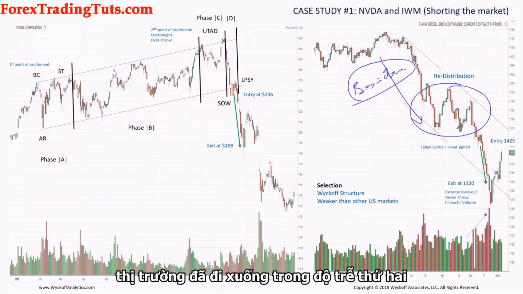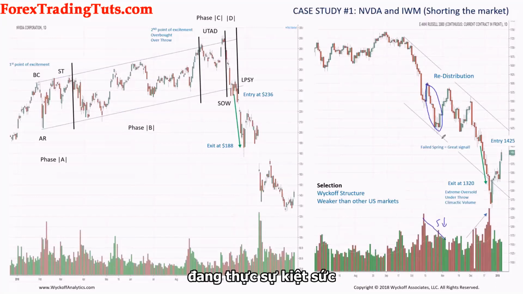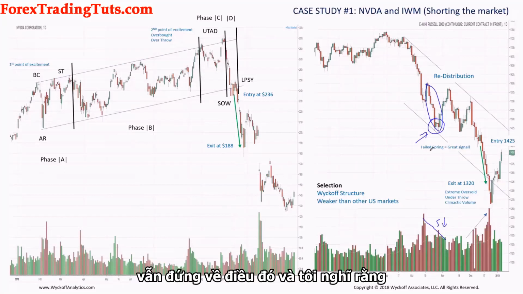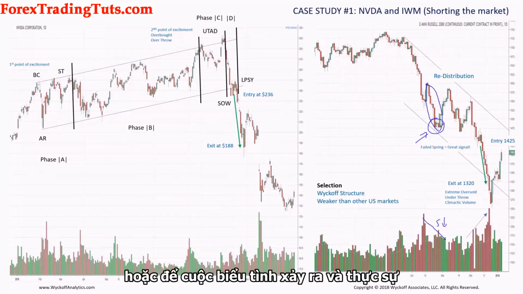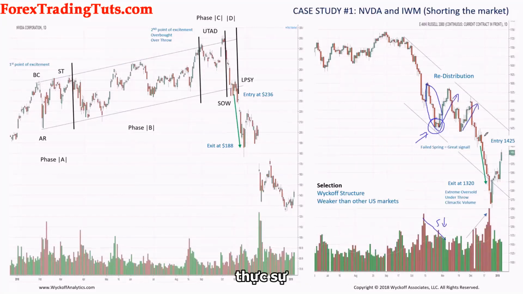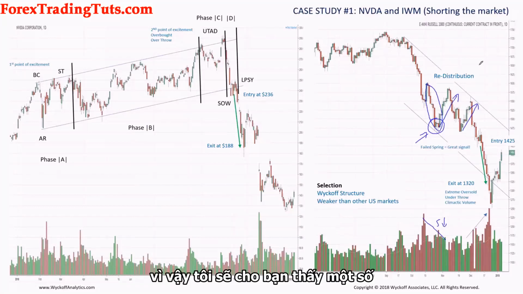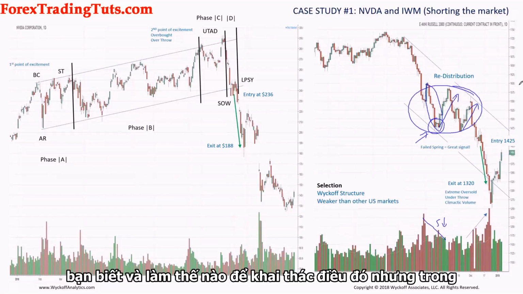So as the market was going down in the second leg right here, we could see that the supply is actually being exhausted. And my call here was to the upside, and I still stand by that. I thought it was a great call, because the call was just for a swing trade or for the rally to happen. And actually it happened, a couple of times actually on other markets, on other indices, that was even better. So I'm going to show you some of the trades in this area right here if you're a swing trader, and how to exploit that.